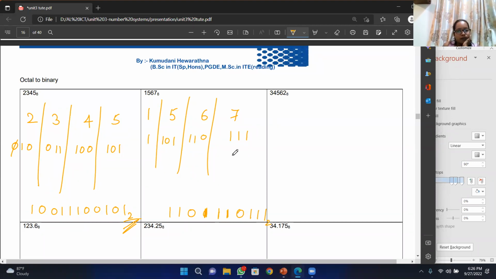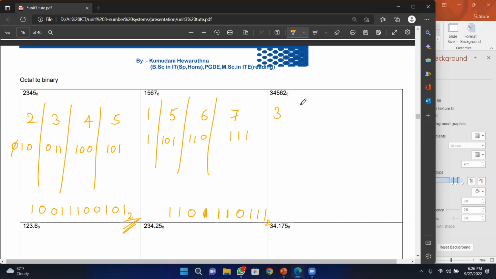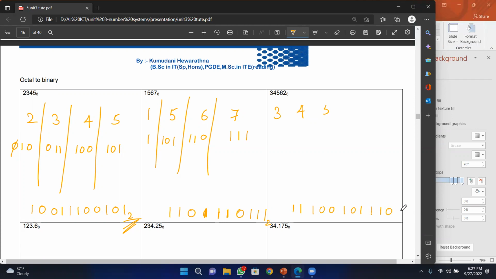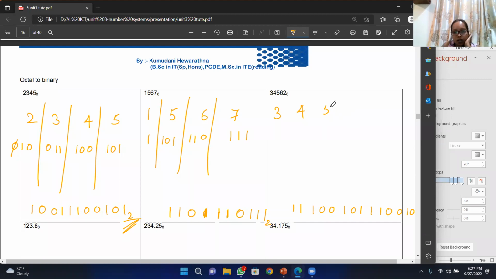Next. 1 1 1 0 0, 1 0 1, 1 1 0 0 1 0. 5 6 2. Yes, 0 1 0 is correct. 5 4 3, correct.